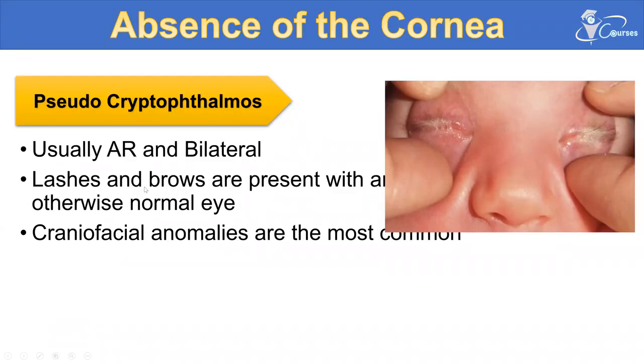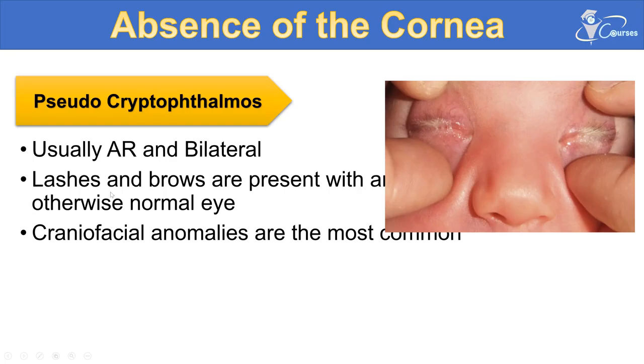So again, what we are saying is that it is an autosomal recessive disorder, a bilateral disease with lashes and brows already present, and the eyes look normal, and also craniofacial anomalies are common. So the treatment again is to do surgical cleavage or separation between both eyelids.